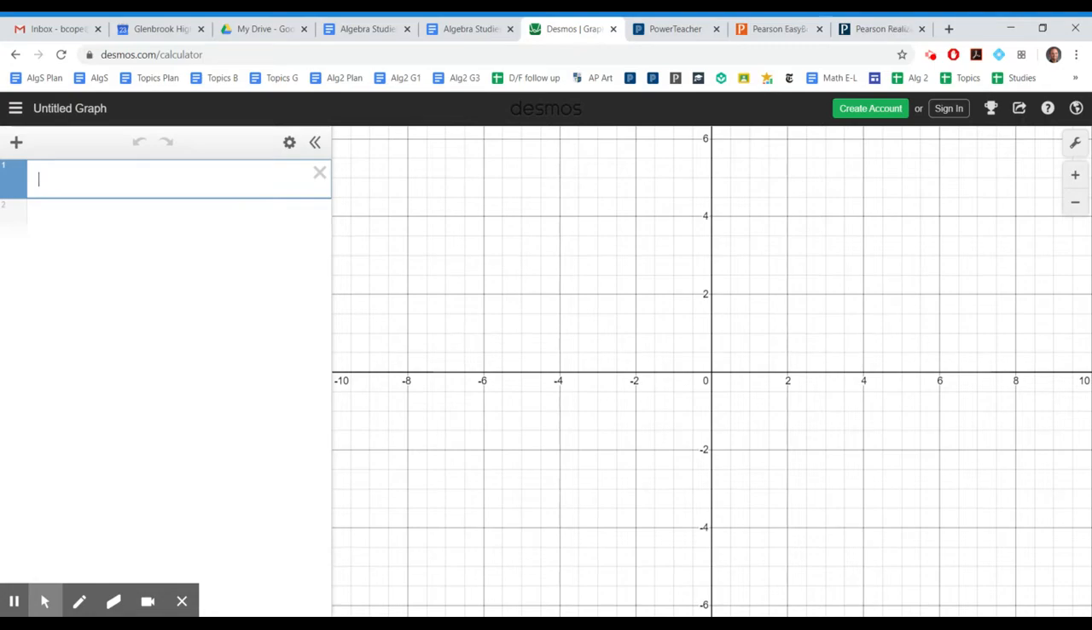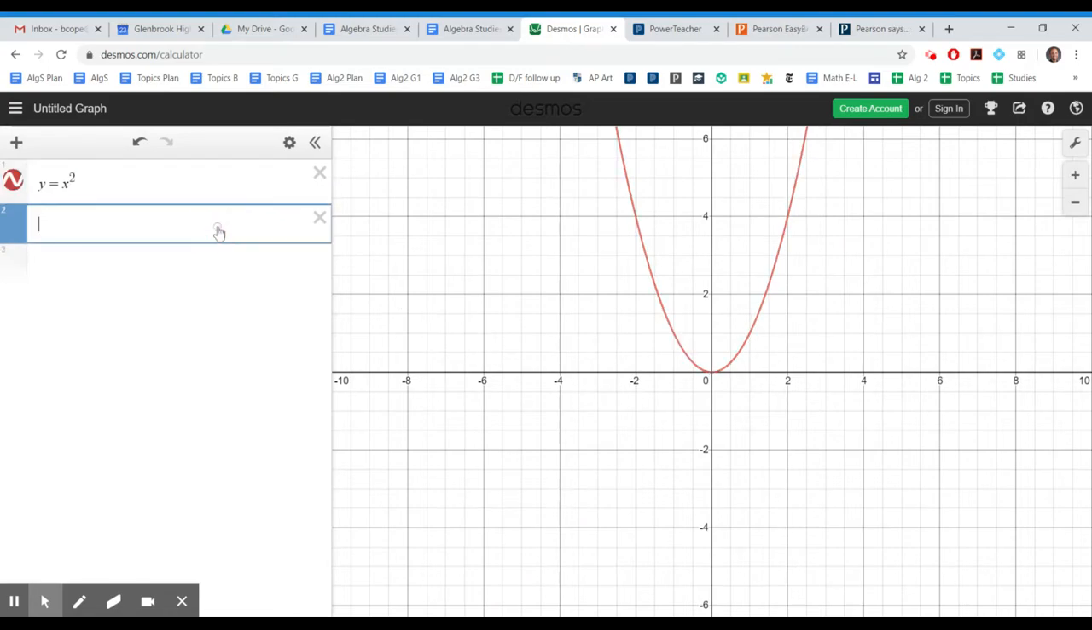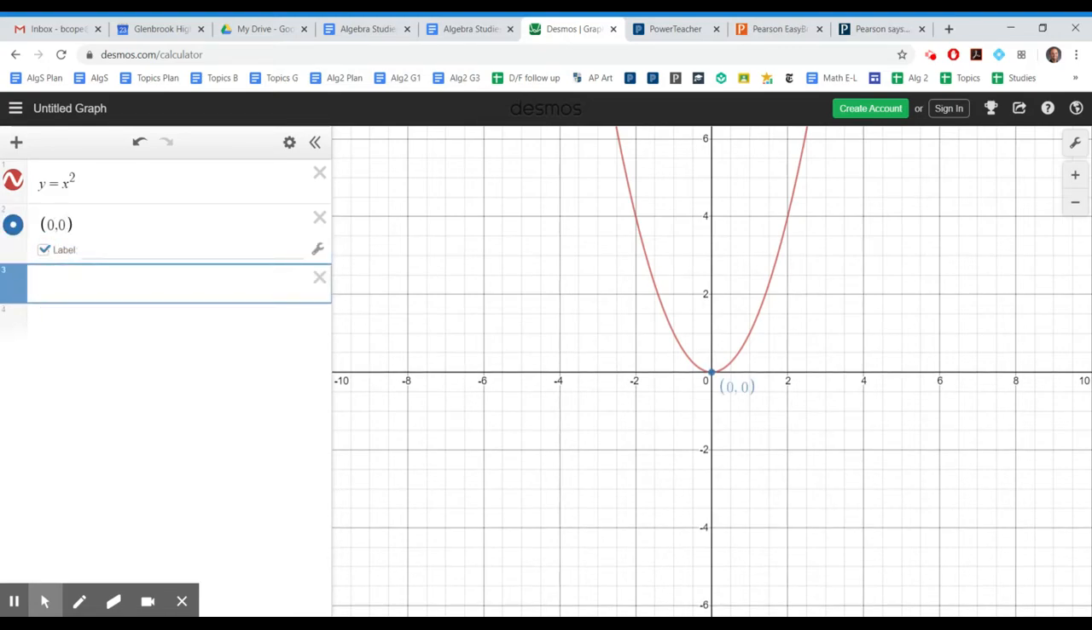I want to show you guys a few things on Desmos here just to introduce you to a few more concepts about parabolas. So I'm going to start by plotting the function y equals x squared. That's our parent function. Notice the points that it goes through, right? It goes through the point 0, 0. That's the origin, that's labeled, okay? There it is. And it also goes through some other easy points, like it goes through the point 1, 1.